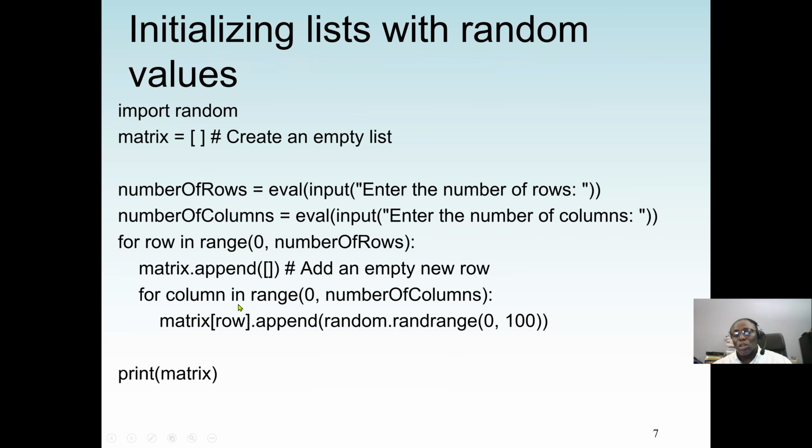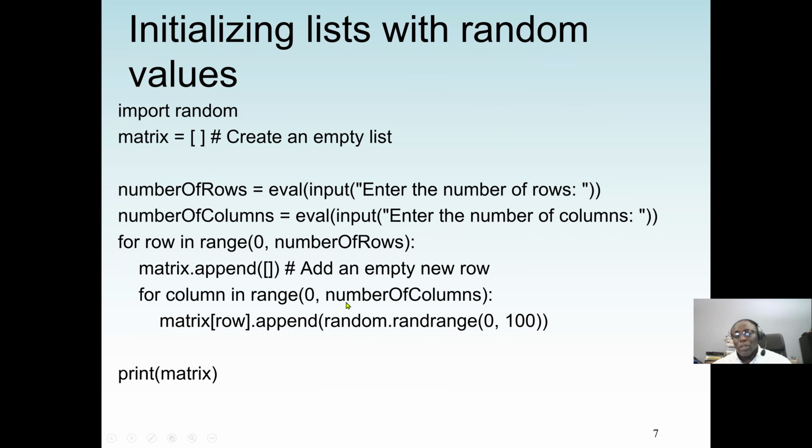Then we go to the column. We start from 0. And in this case, we are not entering the values. So we are using random values. So we call the method in the class random, randrange. The range will be from 0 to 100. So we're randomly going to enter input between 0 and 100.